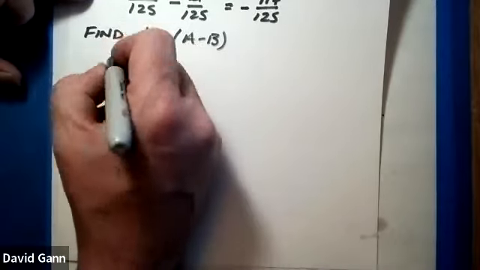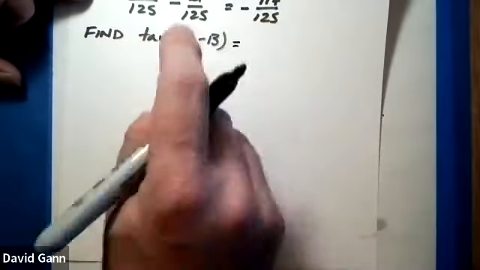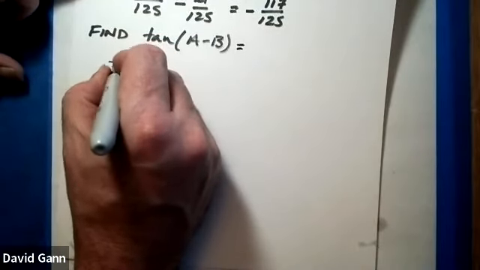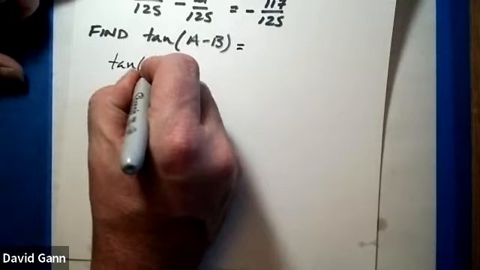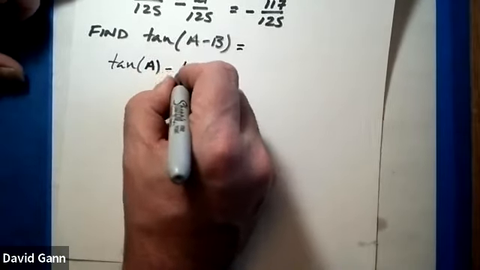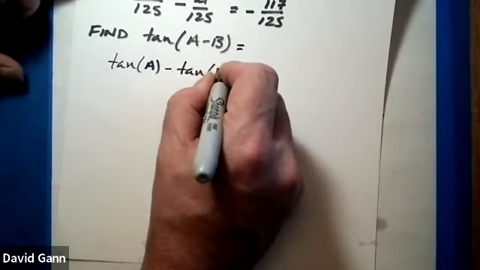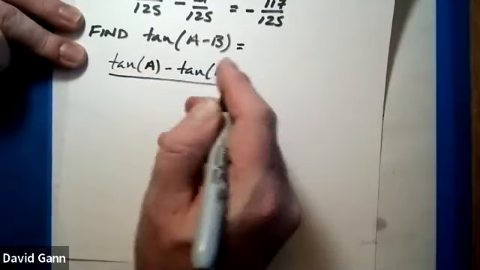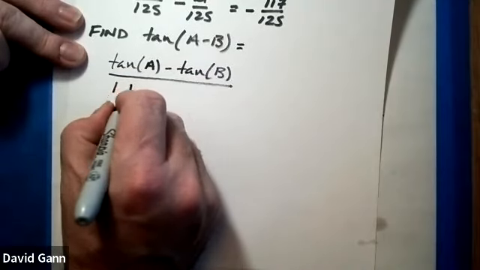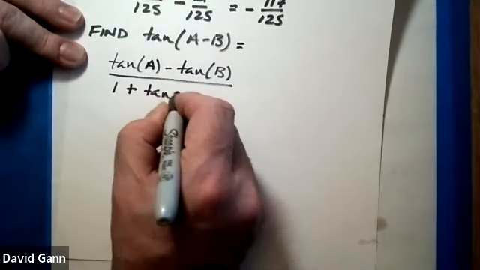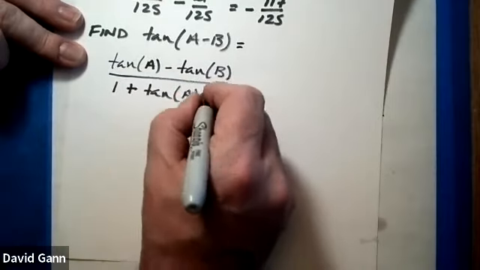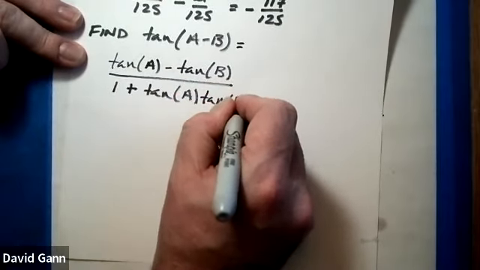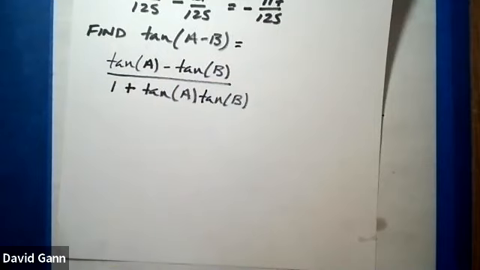Hopefully it holds together. So recall the difference formula for tangent: it is the tangent of the first angle minus the tangent of the second angle, divided by 1 plus the product of the tangents. I'm probably going to go back to my other marker here because this one is really shot.